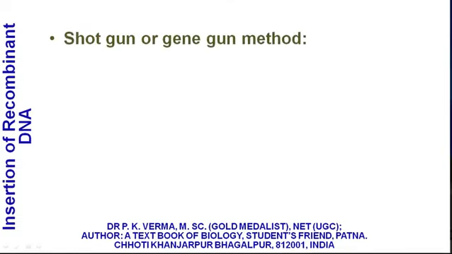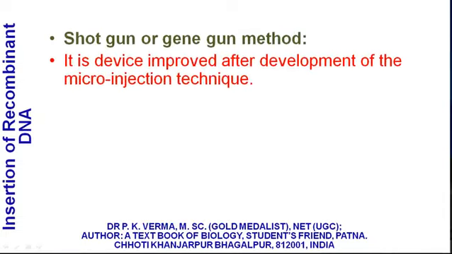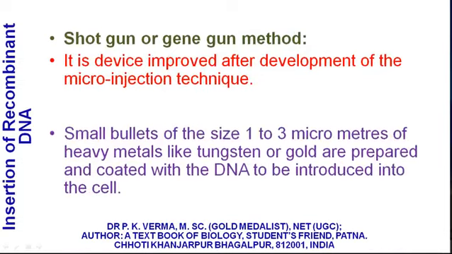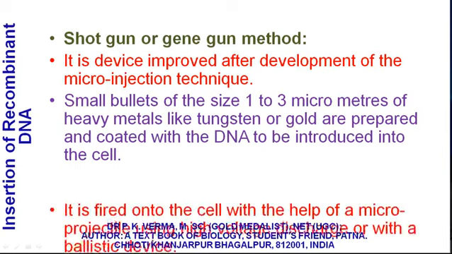Now the next device is the shotgun or gene gun method. It is a device improved after the development of the microinjection technique. Small bullets of the size 1 to 3 micrometers of heavy metals like tungsten or gold are prepared and coated with the DNA to be introduced into the cell.